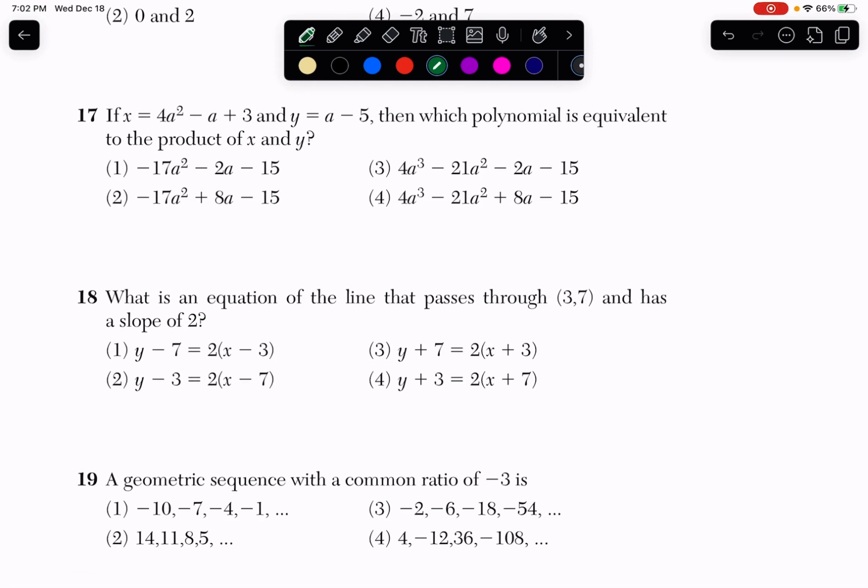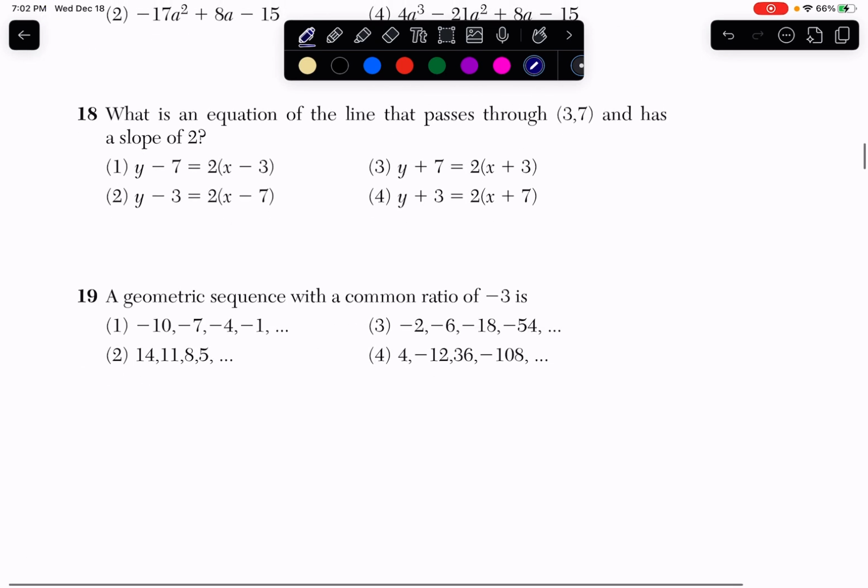17, this looks scary. I have polynomial, but I know what the word product is. So even though I don't know what a polynomial is yet, I know what product is. I know what equivalent is. I'm going to call that a category 2. Number 18, we have a line. We want to know if it's going through a point and a slope. I know all those things, category 1.